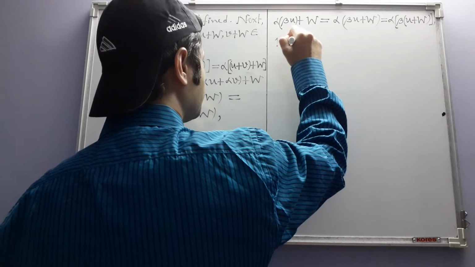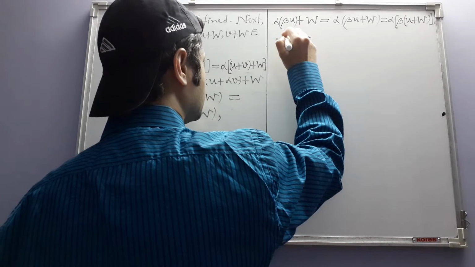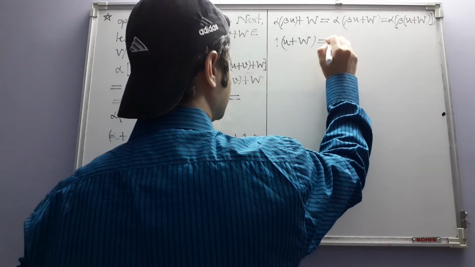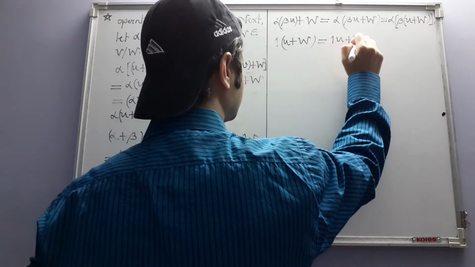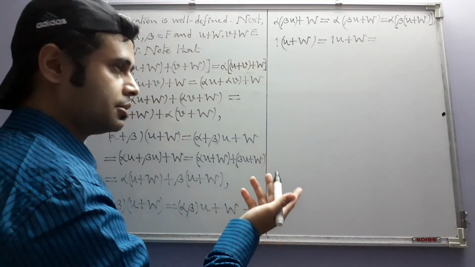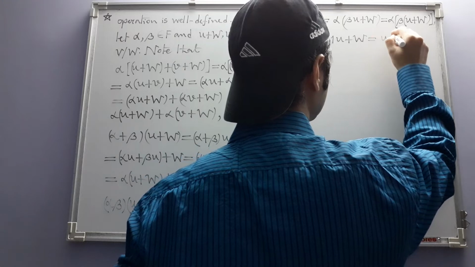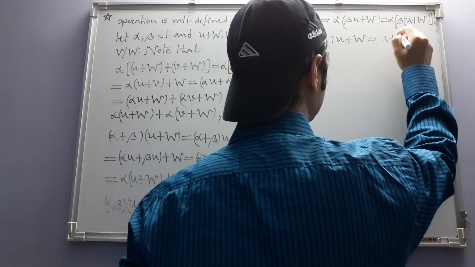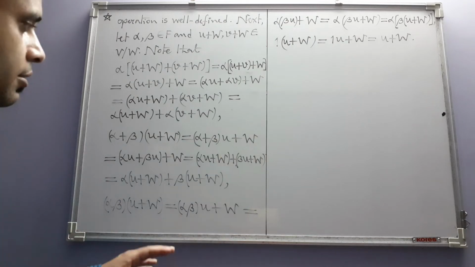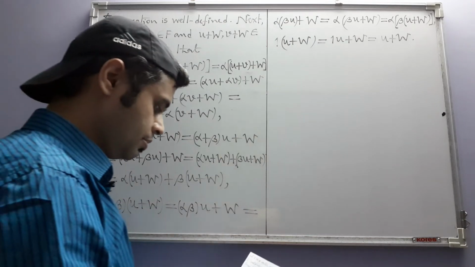And finally, 1 times u plus w, where 1 is the unit element in the field, is by definition 1u plus w, but in the vector space capital V, 1u is u, so we get u plus w itself. So all the axioms have been verified for V by W.